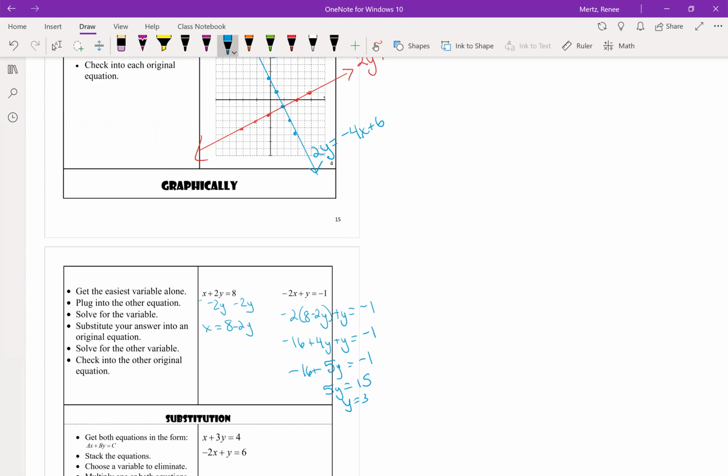I have to plug back into either original to find the value of x. So I'll have to take the first equation. And I check in the other original. So negative 2 times 2 plus 3 equals negative 1. It does work. So this solution is 2, 3.